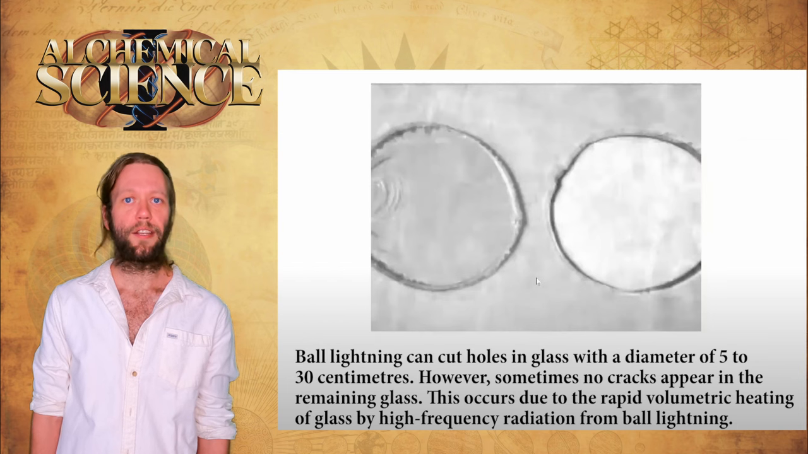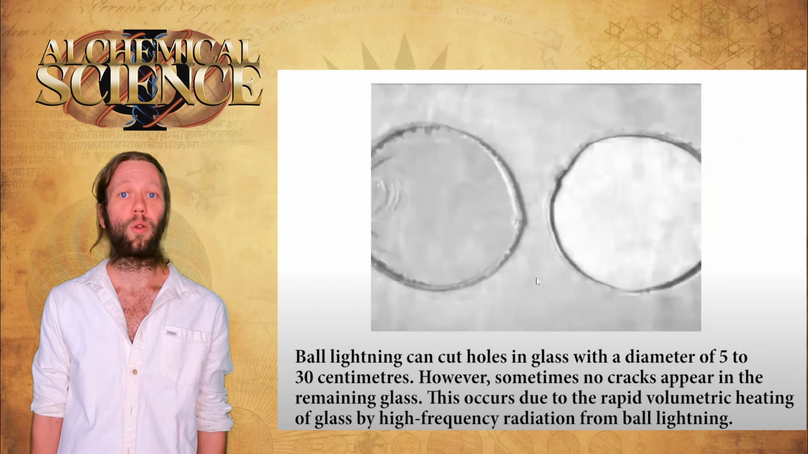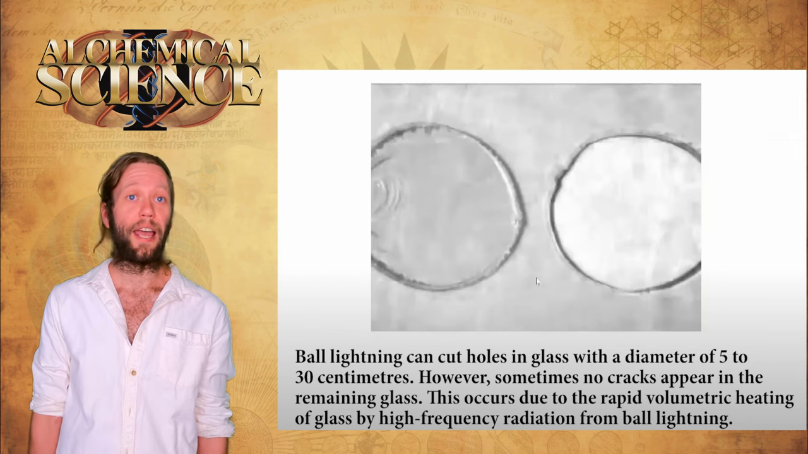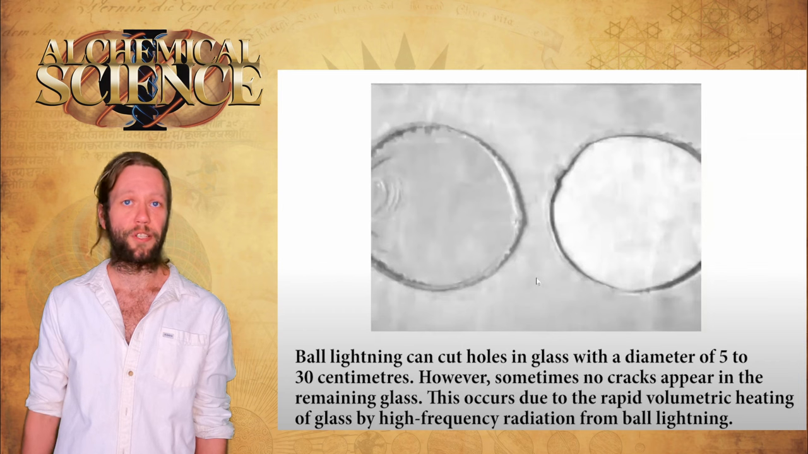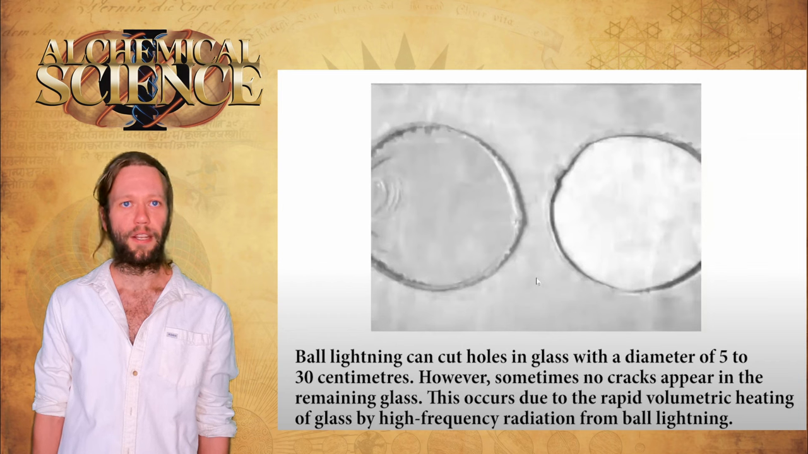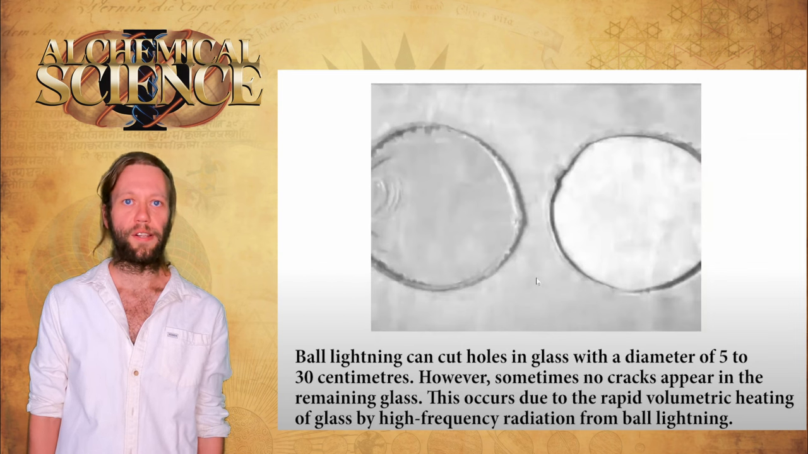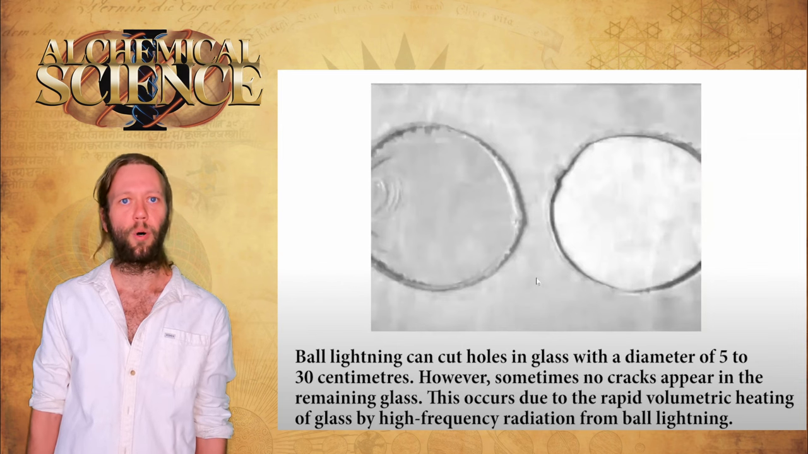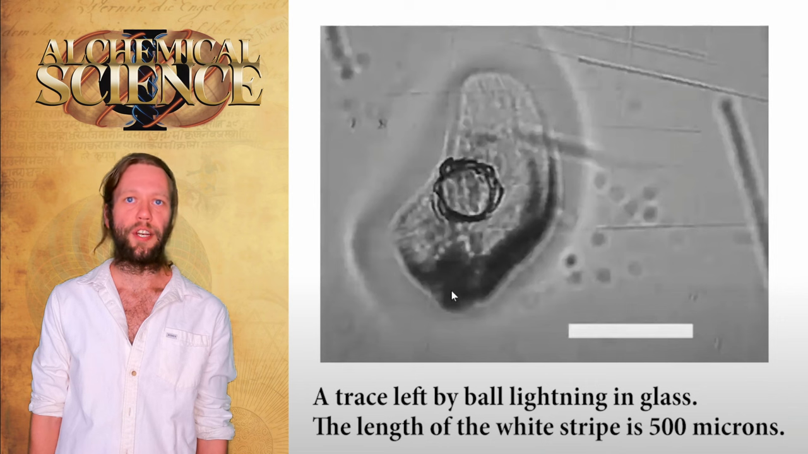Anyway, next slide. Here we see an example of a hole cut in glass by ball lightning. Generally, these holes have a diameter of anywhere from 5 to 30 centimeters, and often no cracks appear in the surrounding glass. These samples are apparently available at the Institute of Energy Problems of Chemistry. And once again, Anatoly says this phenomenon occurs due to the rapid volumetric heating of glass by high-frequency radiation from ball lightning. And here we see an image from an experiment showing this phenomenon.